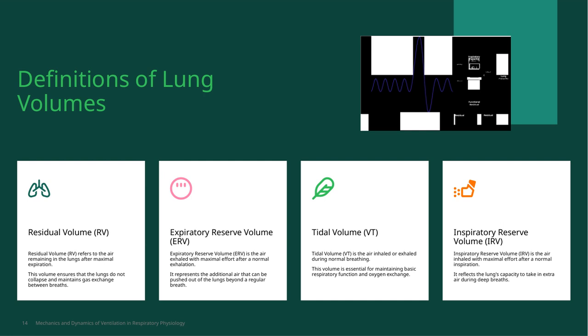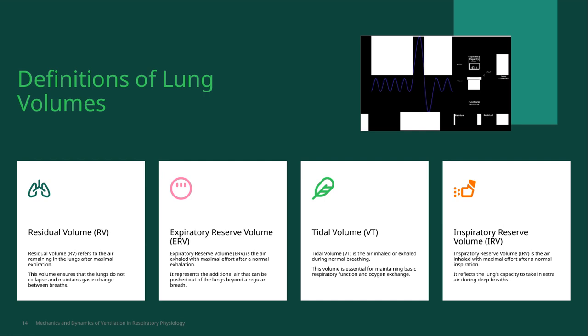It's fundamental for basic respiratory function and oxygen exchange, keeping your body supplied with the oxygen it needs. And then there's inspiratory reserve volume, or IRV. This is the extra amount of air you can inhale with maximum effort after a normal breath. It shows how much your lungs can stretch to take in more air during deep breaths, which is especially useful during physical activity or deep breathing exercises.